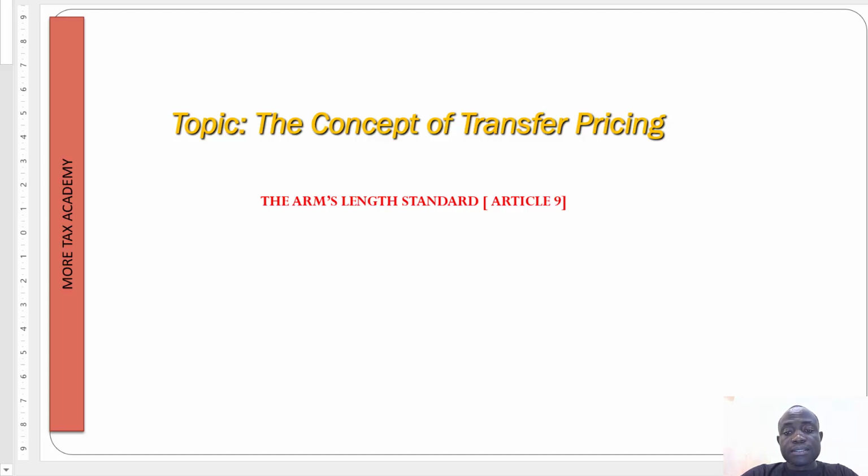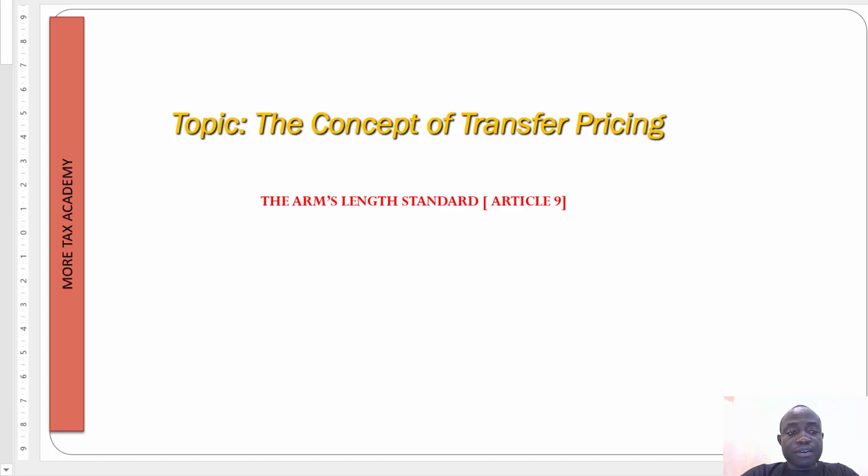You'll recall that over the period we have been going through a series of topics, and like I mentioned in our previous discussion, transfer pricing is one of the major topics that you will have to cover in order to be able to pass paper 9. So today we want to look at the concept of transfer pricing, and in the syllabus or in practice we normally refer to it as the arm's length standard.